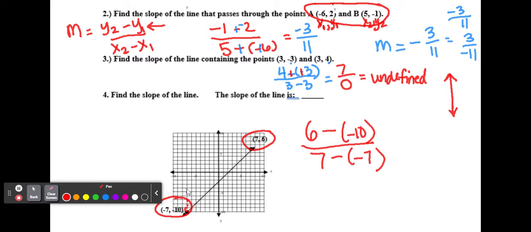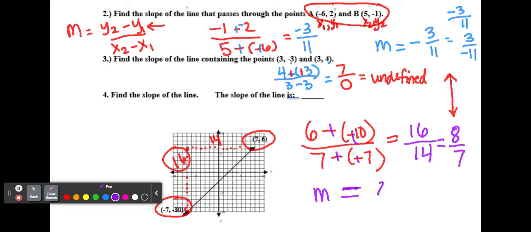1, 2, 3, 4, 5, 6, 7, 8, 9, 10, 11, 12, 13, 14, 15, 16. So we want to know the rise, the vertical change over the horizontal change, which in this case was 14. So that number has to go on top, just like the change in y here. So 6 minus negative 10 is, keep change, or Desmos, 16. And then 7 minus negative 7, keep change, or Desmos, should give you 14. The problem with this is that we still need to simplify to 8/7. So the slope of this line is 8/7.